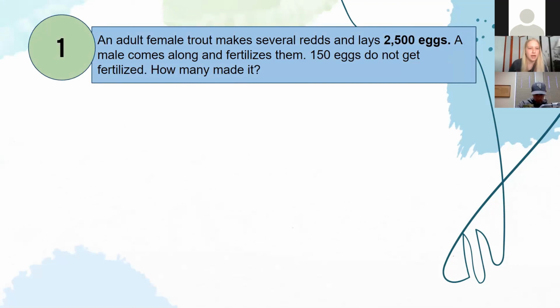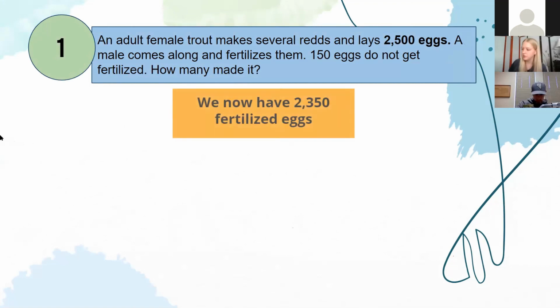And if you have your worksheet, this has already been given to you. So we now have 2,350 fertilized eggs. So these eggs are now able to start developing into a trout. So they have begun their life cycle.